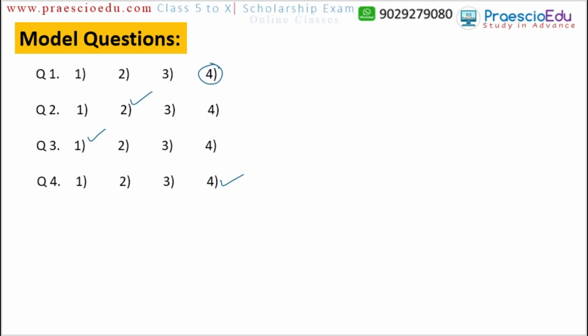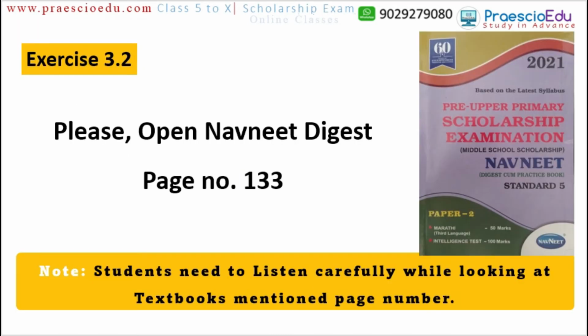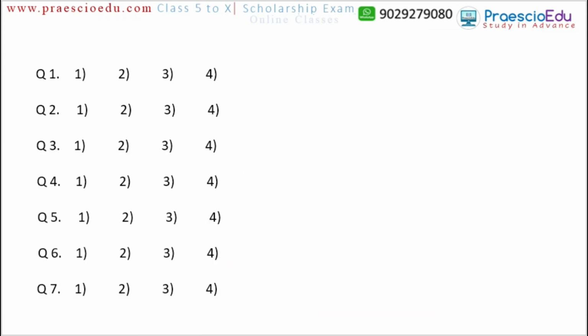Now we are going to look at exercise 3.2. Please look at page number 133. There is question number 1. If you see the first figure, there is a triangle, then a square, and then a circle, all in a vertical arrangement, but the triangle is at the top.